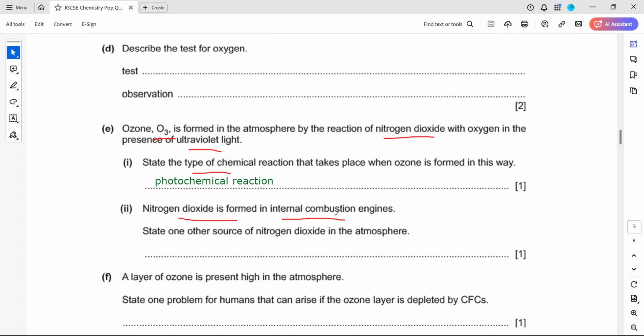Nitrogen dioxide is formed in internal combustion engines. State one other source of nitrogen dioxide in the atmosphere. So other sources: forest fire, right? Or lightning, you can also mention. Car engine is already given because they mention here that nitrogen dioxide is formed in the engine. We need another source.